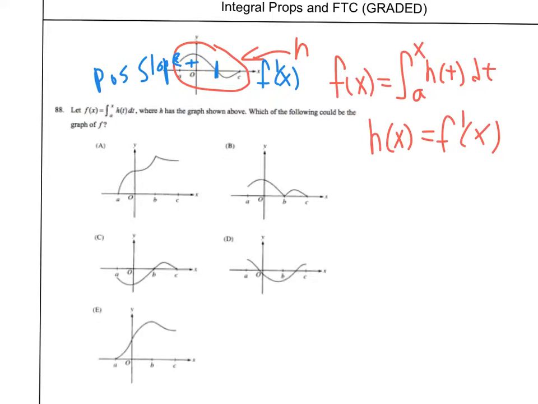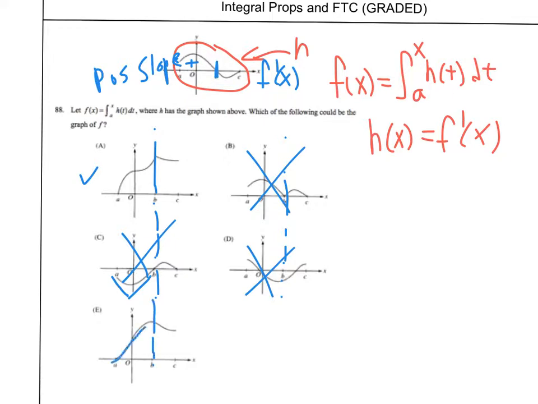Alright, so let's just kind of go through these things. Up until B, A is increasing. Up until B, B is not increasing, goes up and then down. Up until B, C is not increasing, goes down and then up. And for D, well, this is getting easier than it looks. No, because that's decreasing. And then for E, well, that's increasing up until B, so we're good.